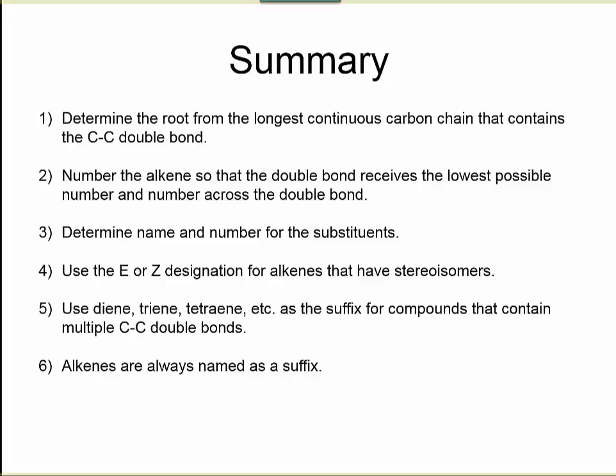You'll determine the name and number for any of the substituents that are present, and use the nomenclature rules that we've already seen for alphabetizing and using prefixes like di, tri, tetra, that type of thing. You'll want to use the E or Z designation for alkenes that have stereoisomers. Of course, the simple alkenes could be named as cis or trans. When there are multiple double bonds in an alkene, you'll use diene, triene, or tetraene as the suffix. And we've already mentioned that the alkenes are always named as a suffix.